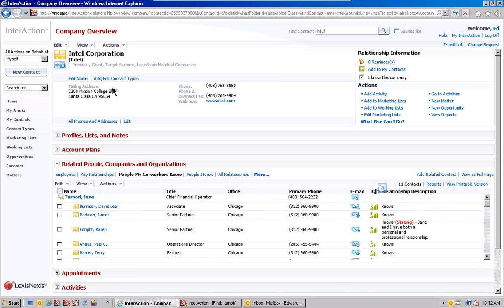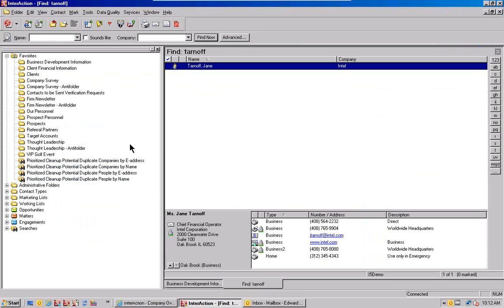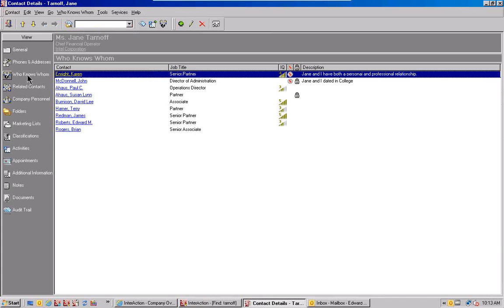Okay, other areas, let's go ahead and look at the Windows client. This is the power user client. This is where marketing would live or business development. Just to show you where I see this score, here's Jane's record. I search for Jane, and when I select Jane, again, I would see this in the view of the who knows whom relationship. I can see the IQ score and the relationship.